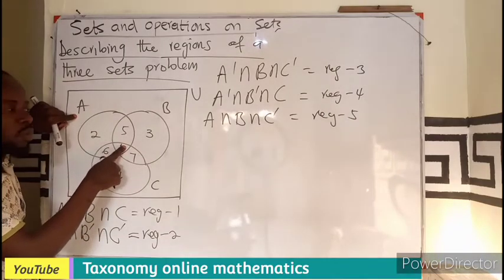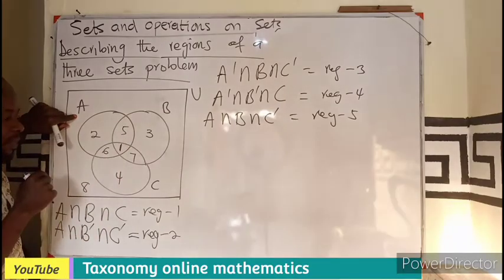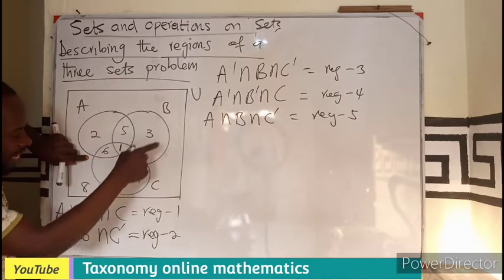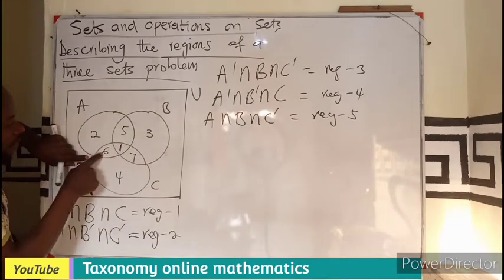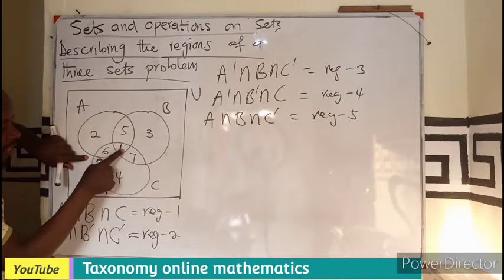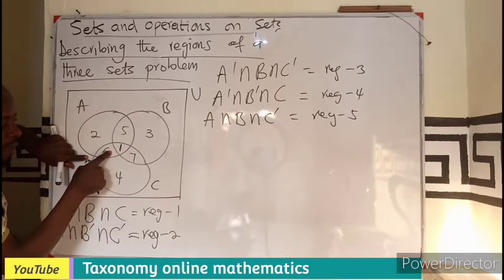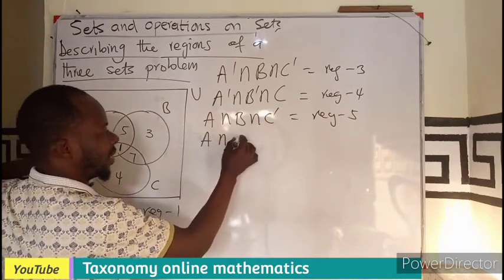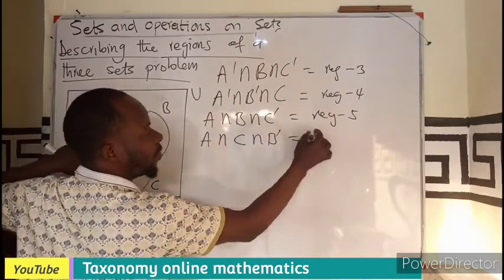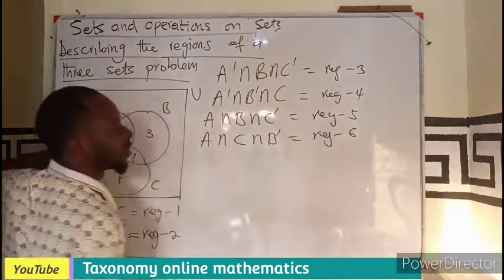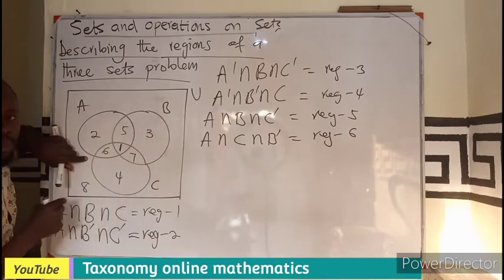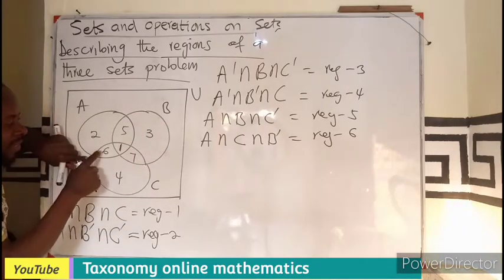Meaning C is not included in this region called 5. Where do you go? You go to region 6. That is also going to be with 1, B and C. If I'm looking for this, it will be A and C. It will be 1 and 6. But I'm looking for only 6, so the 1 will be taken away. So A intersection C intersection B complement will give us region 6.